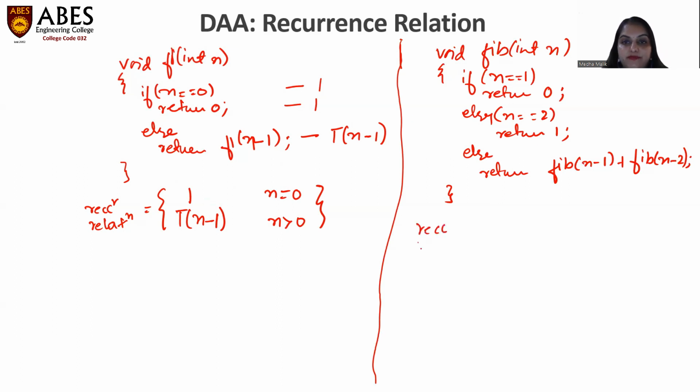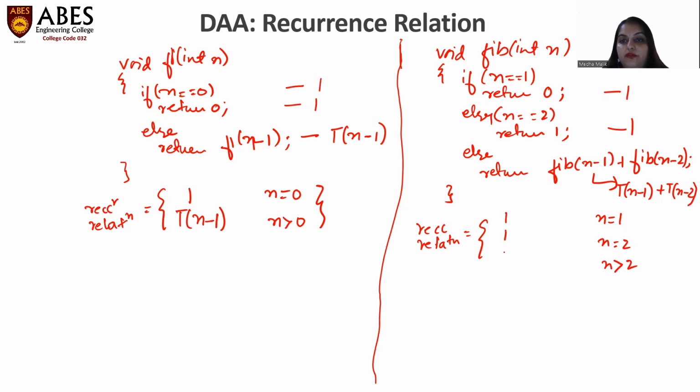So the recurrence relation for this will consist of the cases where n is equal to 1, n is equal to 2, and n is greater than 2, right? In the first case, only one statement is there, so it will take unit time for execution. Here also unit time. And in the recursive call, it will take time depending on the function call with the value n minus 1 plus another function call with the value n minus 2, right? So unit time for the first two, and T of n minus 1 plus T of n minus 2. So this will be the recurrence relation for this particular algorithm.